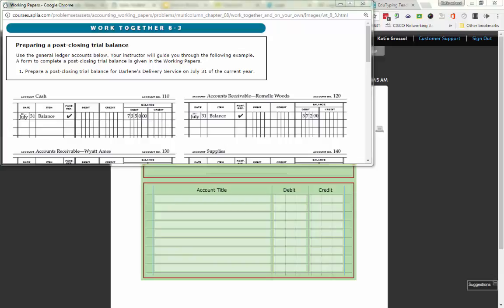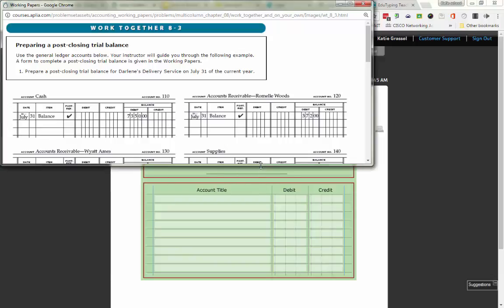So our work together 8-3 says prepare a post-closing trial balance. It says use the general ledger accounts below. Your instructor will guide you through the following example. A form to complete the post-closing trial balance is given in the working papers. Prepare a post-closing trial balance for Darlene's Delivery Service on July 31st of the current year.